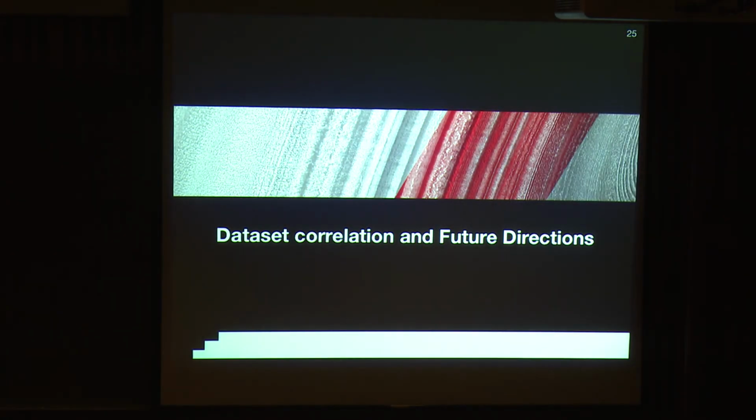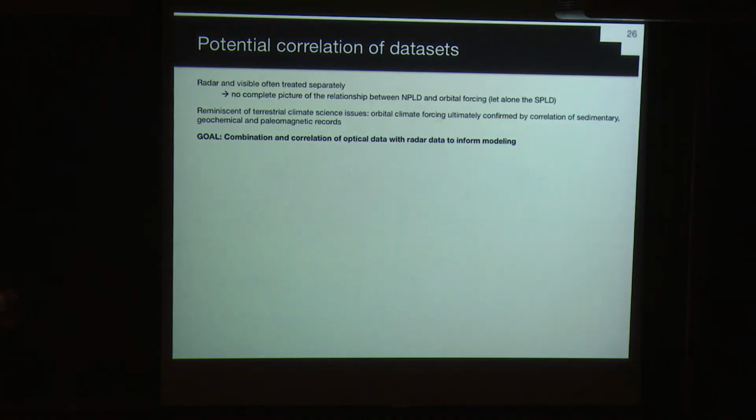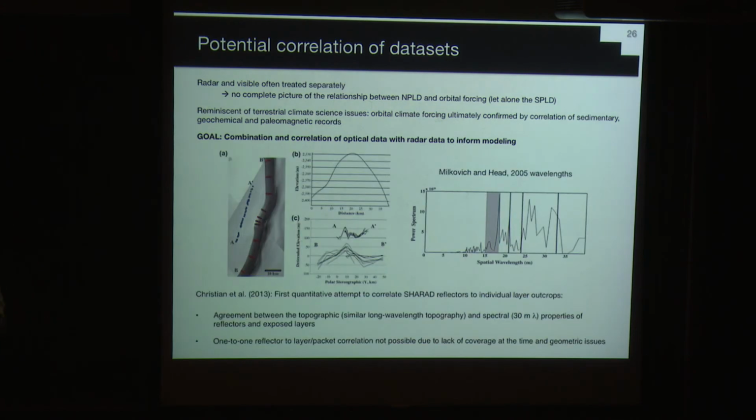And so just to finish up, the future direction that we want to go is basically to try and correlate these two stratigraphies. You might have noticed that the radar and the visible stratigraphy are kind of studied on their own. The problem we're having now is reminiscent of terrestrial climate science issues, where Milankovitch cycles were ultimately confirmed by the correlation of a number of different data sets. So the goal is to combine and correlate this optical data to the radar data to inform our modeling.